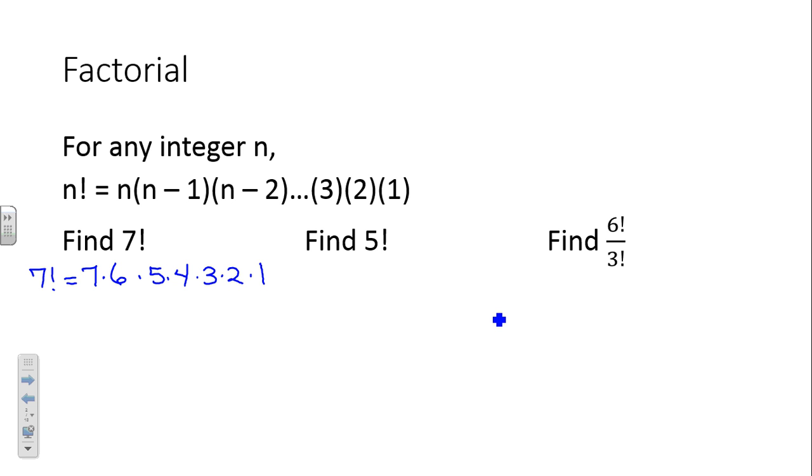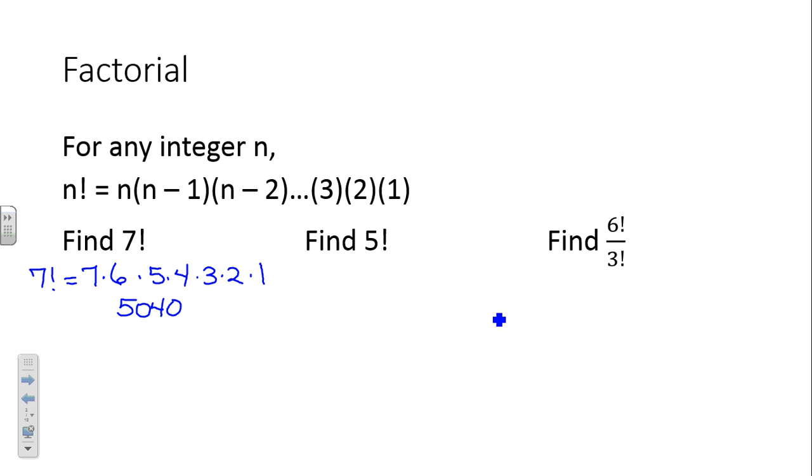Now, everybody have your calculator out? See if we can find that button on your calculator. It's going to save you some time. Or you can take 7 times 6 times 5 times 4 times 3 times 2 times 1. So when I multiplied it out, I got 5,040.